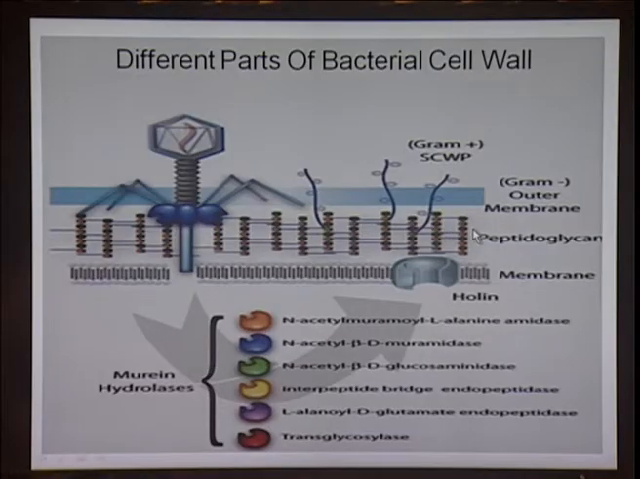wall. Now, there are different bacterial cell wall components called secondary cell wall polymers, and these secondary cell wall polymers are present in the different parts of the bacterial peptidoglycan, and they are attacked by different bacteriophages. This bacteriophage produces different groups of enzymes like alanine amidase, muramidase, glucosaminidase, endopeptidase, glutamate endopeptidase, and finally transglycosylase.